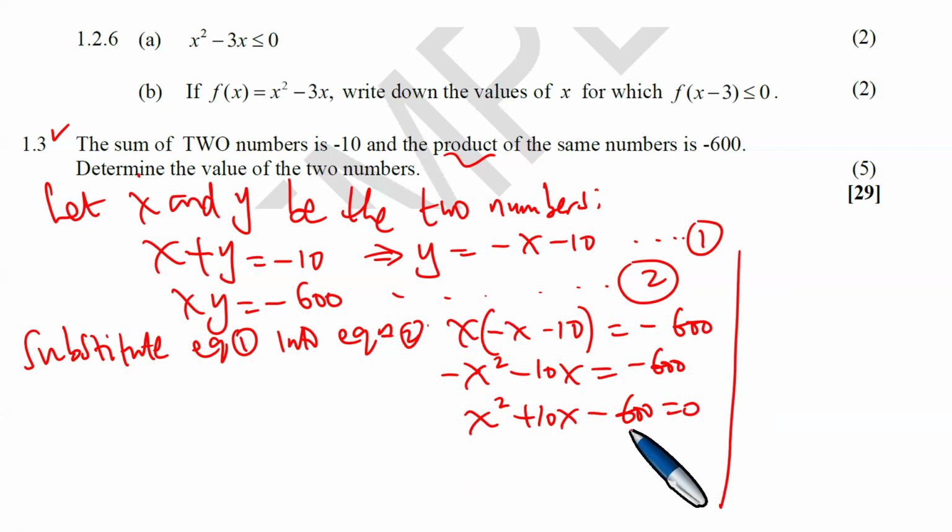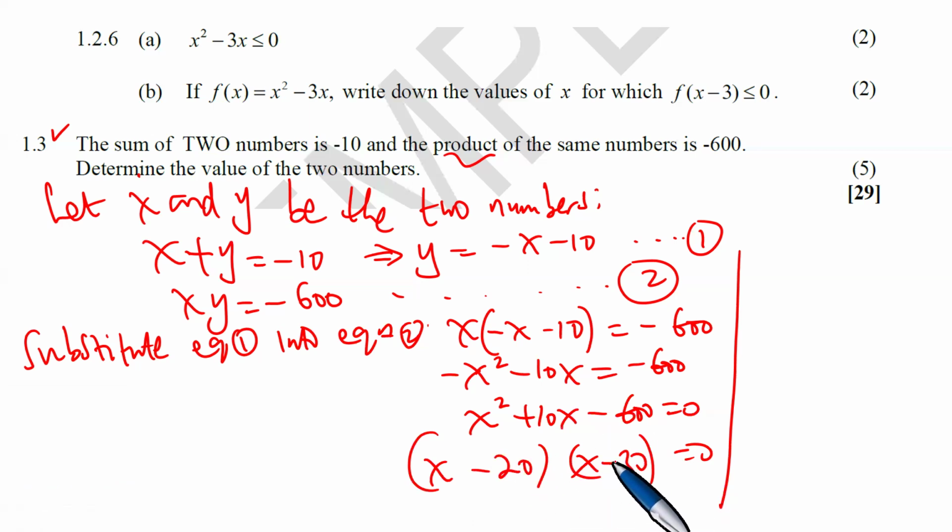What are the factors of minus 600 that give 10? You can use the quadratic formula if you're not sure of this one, but you already know what we can get here. The factors of x squared become x and x. And the factors of minus 600 that give 10 are minus 20 and 30. So in the end, we have x equals 20 or x equals minus 30.